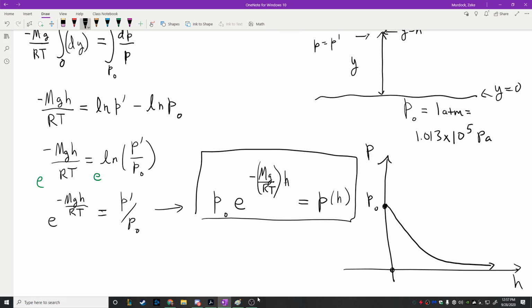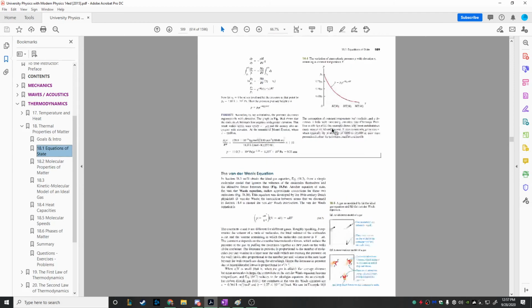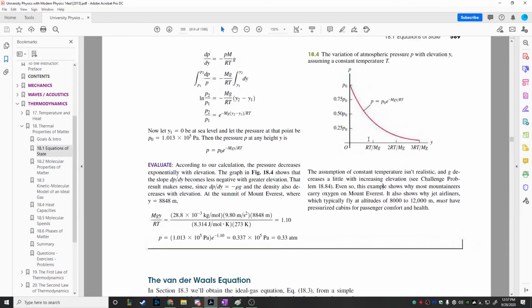That look right? It's not the best exponential equation, but that is what it's supposed to look like, right? Let me see here. Yeah, this is their picture. Let's look at their picture here. So there's their picture. Yeah, it's pretty much the same. And they label it as RT over mg and then 2RT over mg, etc.